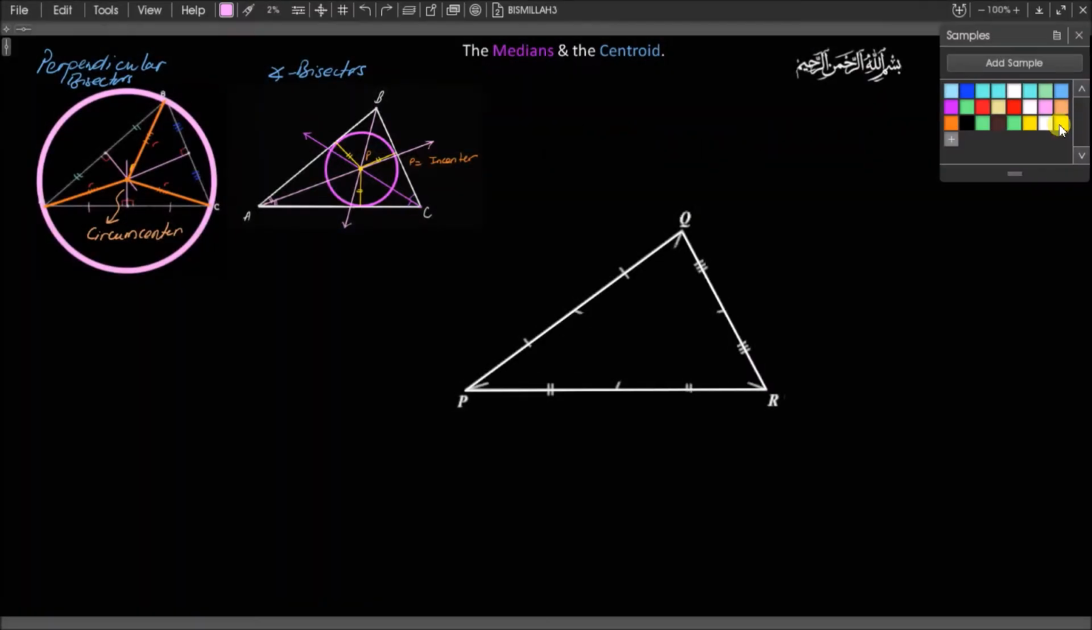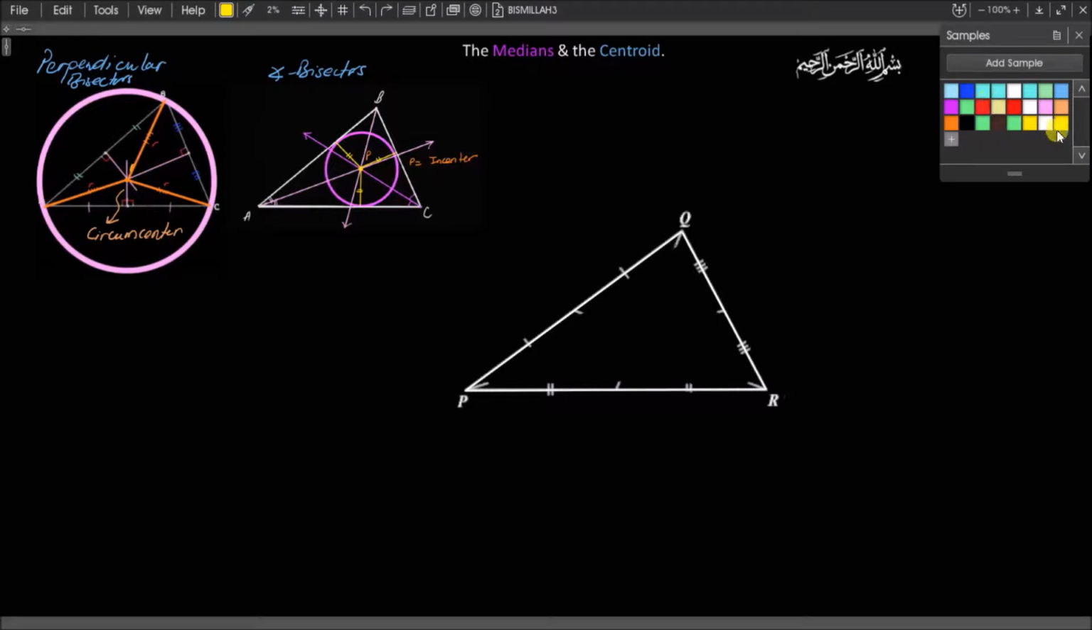Bismillahirrahmanirrahim. Previously we had talked about the perpendicular bisectors and that they were concurrent, and the point of concurrency was the circumcenter, which was the center of the circle that circumscribes this triangle. And the triangle, as you recall, is said to be inscribed in this circle.